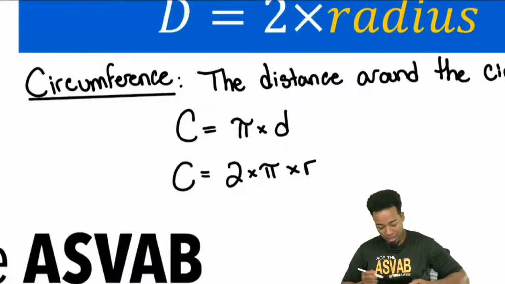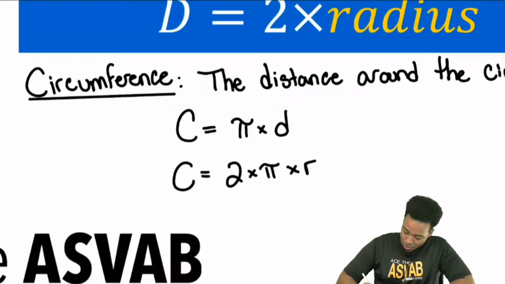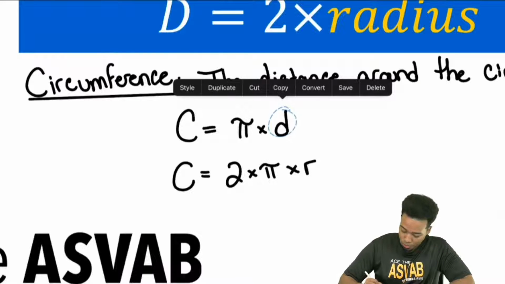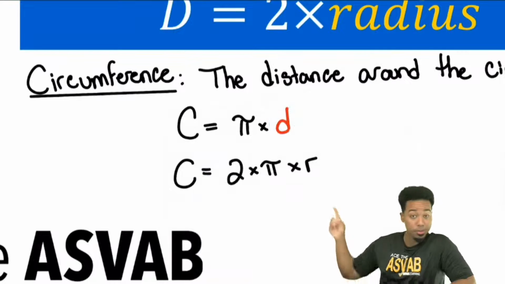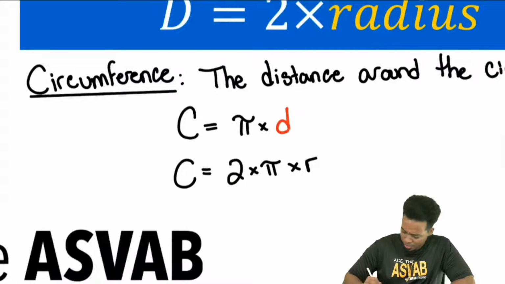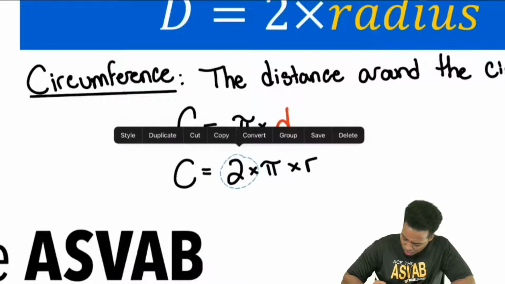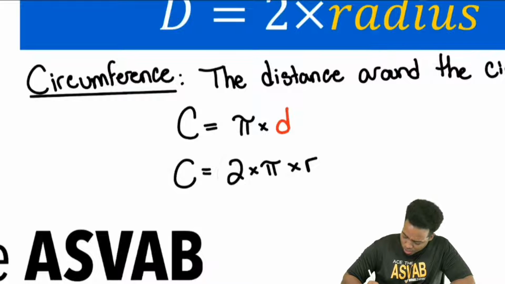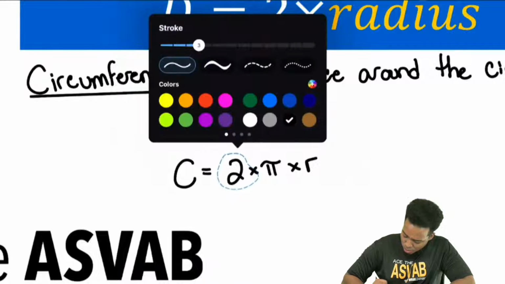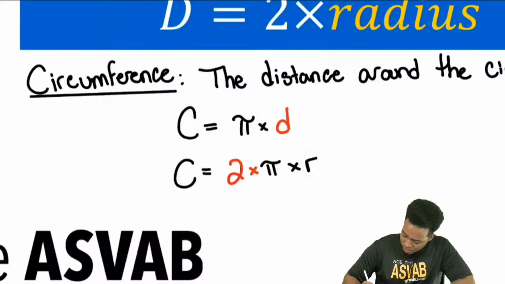So let me go ahead and just change the colors to help you notice. Everyone, is it true, as we've already seen, that the diameter is double the radius?